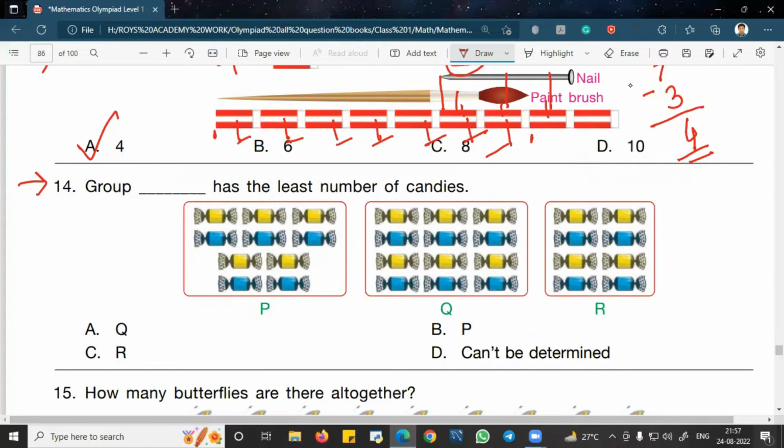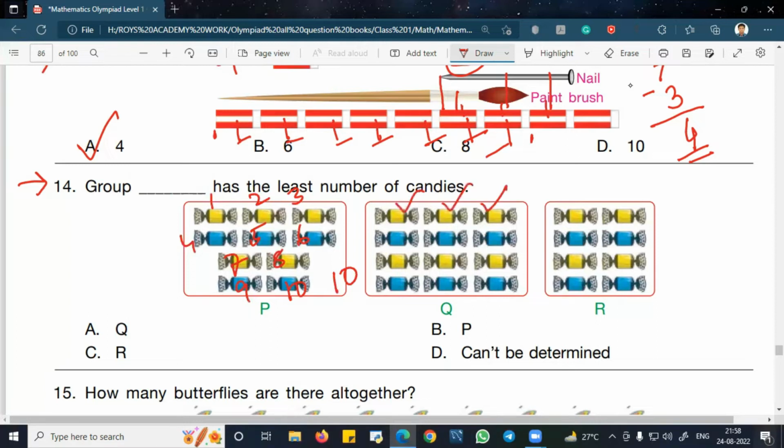So what we see here is 1, 2, 3, 4, 5, 6, 7, 8, 9, and this is 10. So there are 10 candies. We can see that. After that, we count here. There are 1, 2, 3.